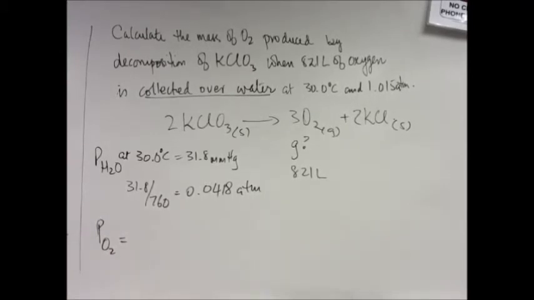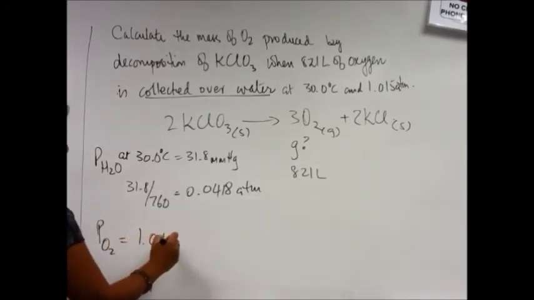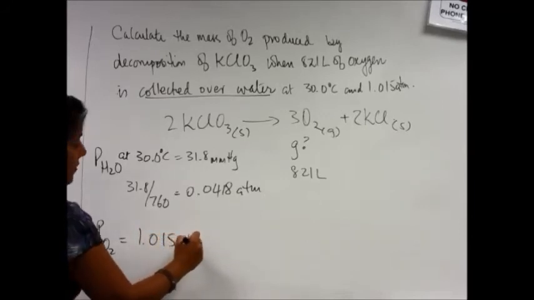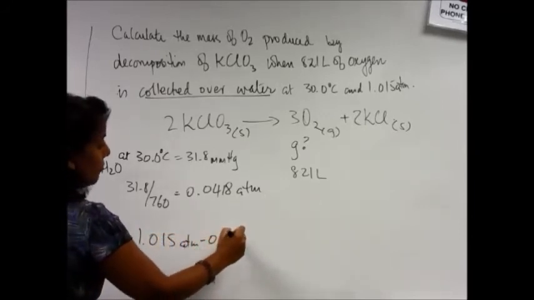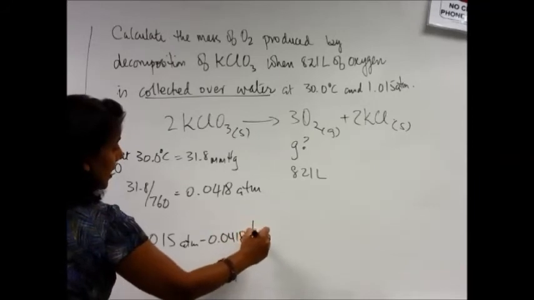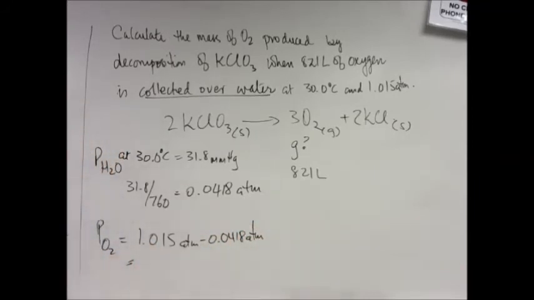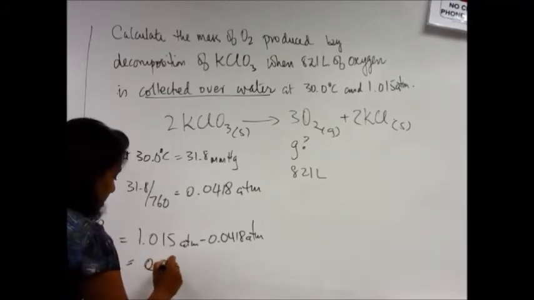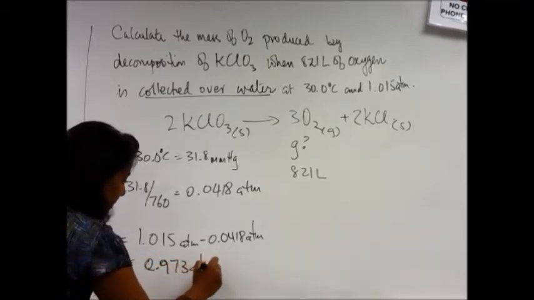So P oxygen then. The pressure that is given to us is the total pressure. So P oxygen is 1.015 atmosphere minus 0.0418 atmosphere, which means the pressure of oxygen is going to be 0.973 atmosphere.